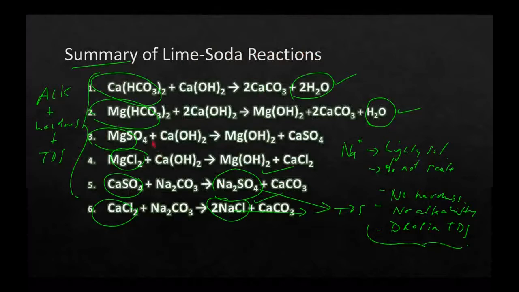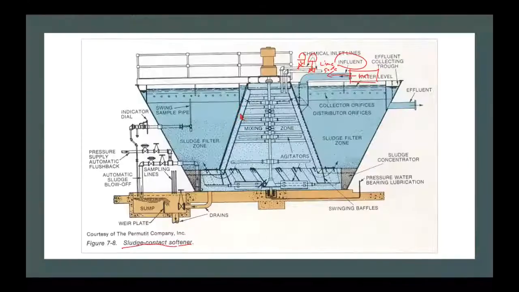Which really takes me to this thing here. What if I don't have any permanent hardness in my well water? That could very well be the situation. If I have no permanent hardness, then all we need to add is lime. So we've got some chemical feed lines, lime and soda, coagulant, flocculant, all going in, and they're going to mix with the water as the water comes in.